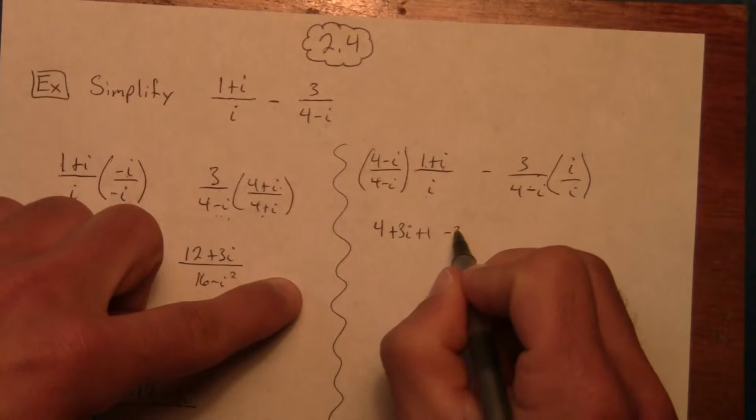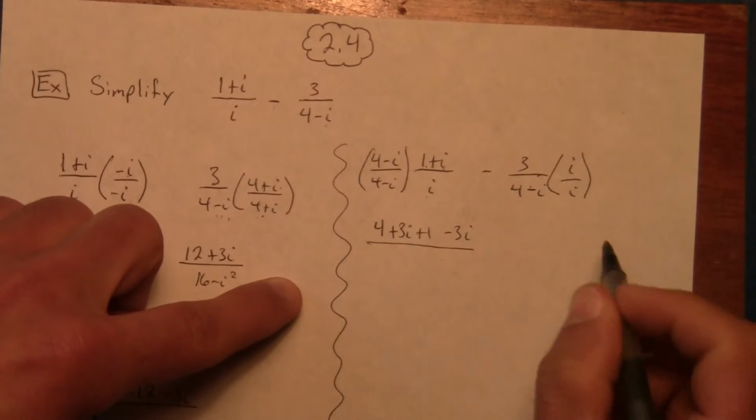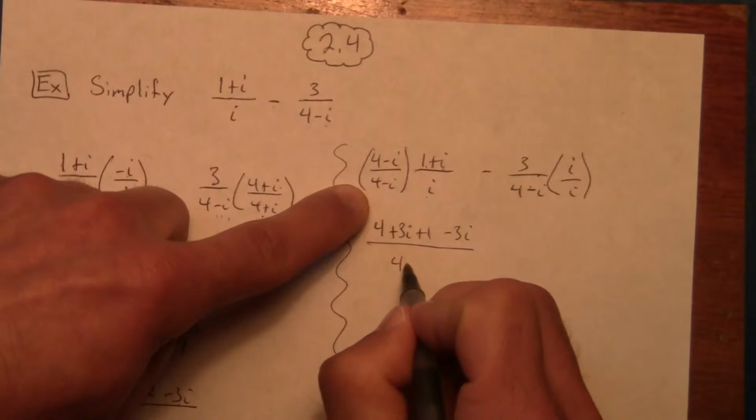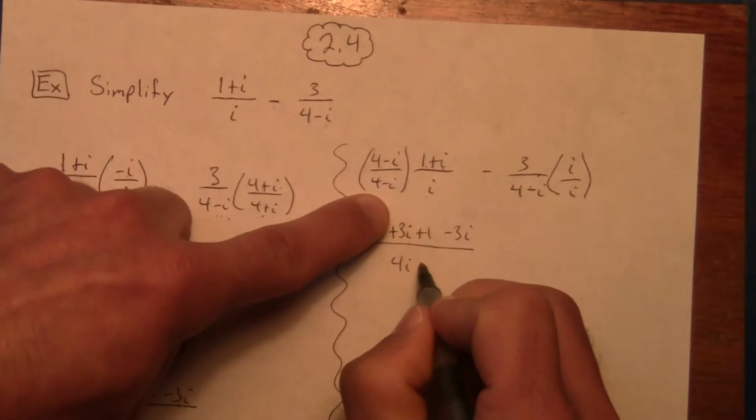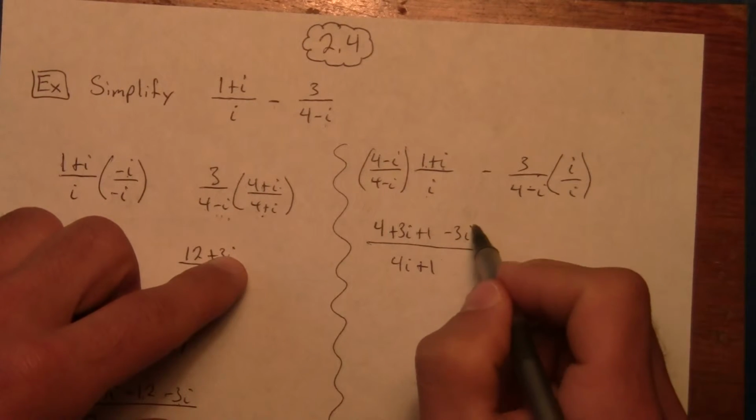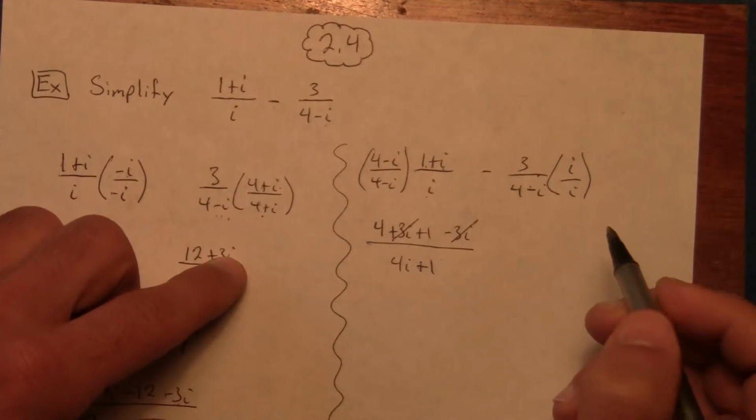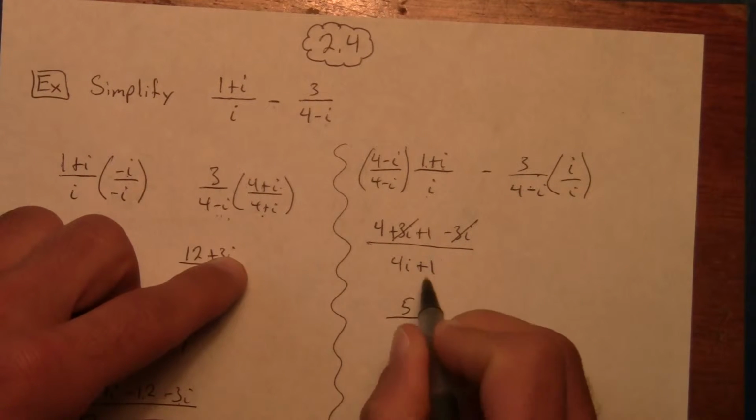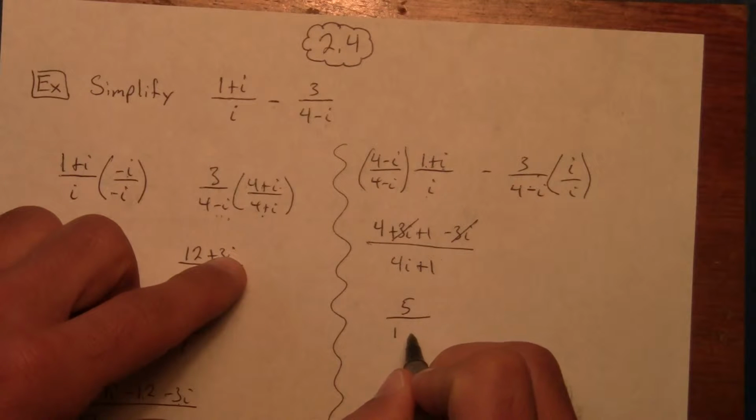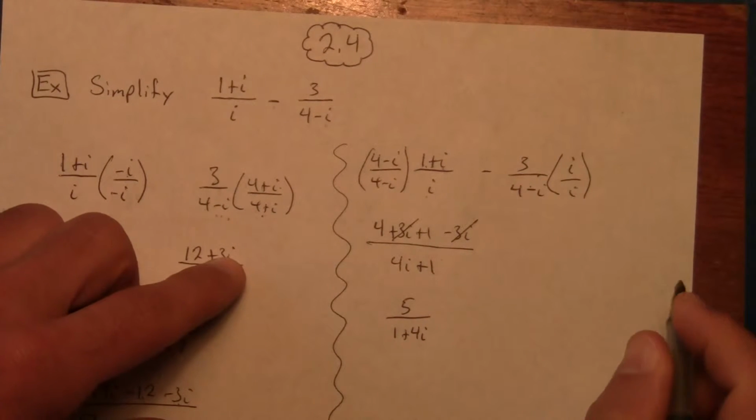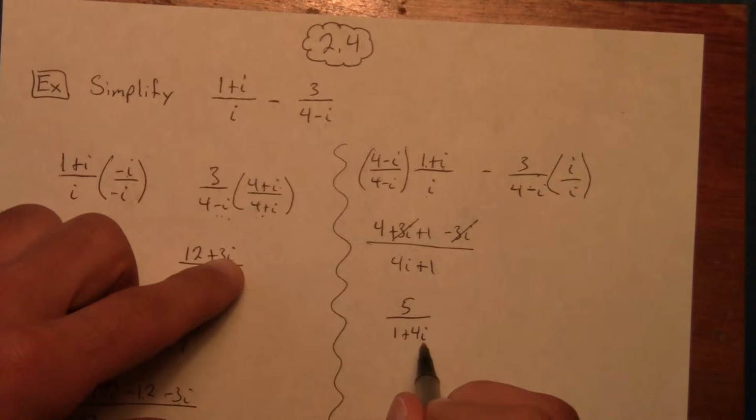Over here I just have minus 3i, and then my common denominator, if I multiply it out, is going to give me 4i minus i squared, which I know is plus 1. Alright, and now simplifying, we get lucky here, the 3i's end up canceling, and so this is going to end up being 5 over, and I'm going to rearrange the order because we're used to writing the real number part first, 1 plus 4i. And again, that's not considered simplified because I still have an i in the denominator.